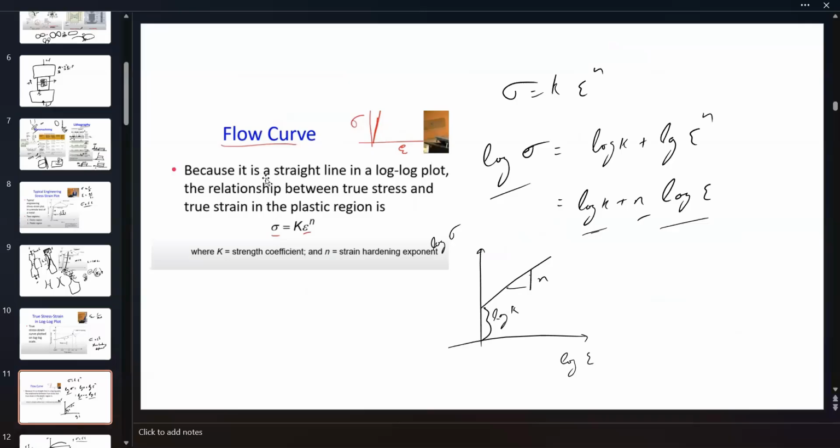Flow curve. Because it is a straight line on a log plane, this is the relationship in the plastic region: sigma equals K epsilon to the power n. K is your strength coefficient and n is your hardening exponent. Here I've just taken the log. Log K is your intercept, and n is your slope.